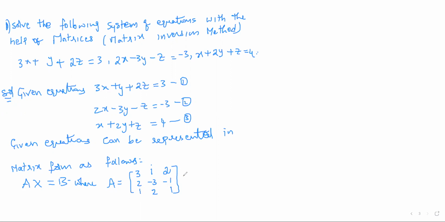Okay, with next, capital X is equal to, what are the variables here? x, y, and z. Okay, and the right hand side, capital B is equal to, what are the elements in the right hand side? 3, minus 3, and 4.